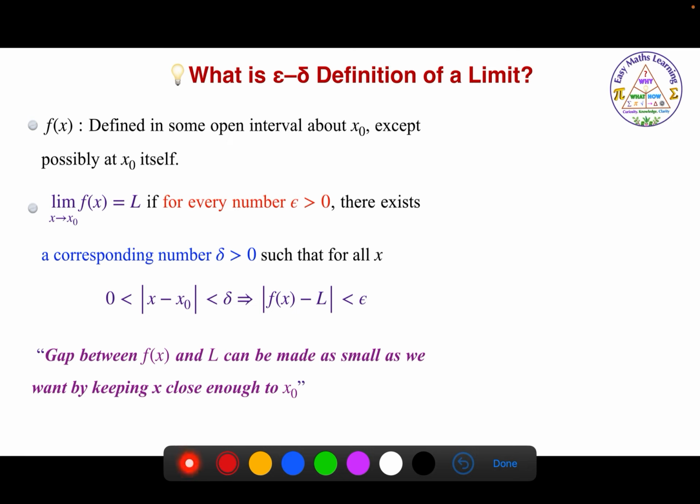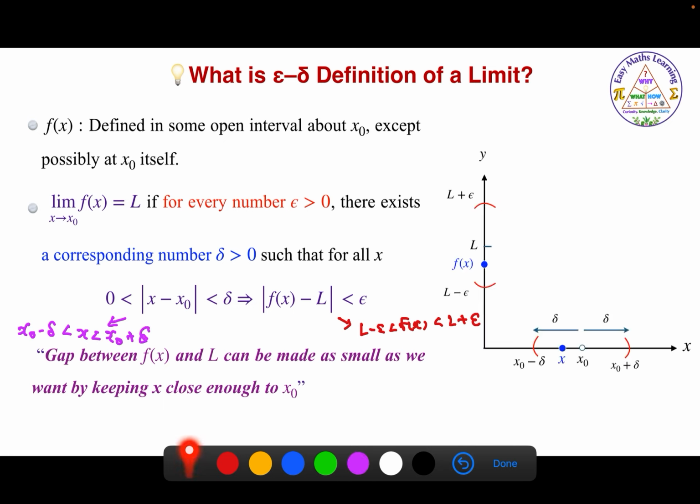So this inequality implies that f(x) lies between L minus epsilon to L plus epsilon, and the inequality for x implies that x lies between x naught minus delta to x naught plus delta.